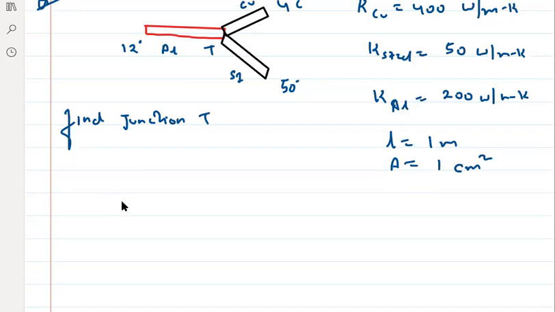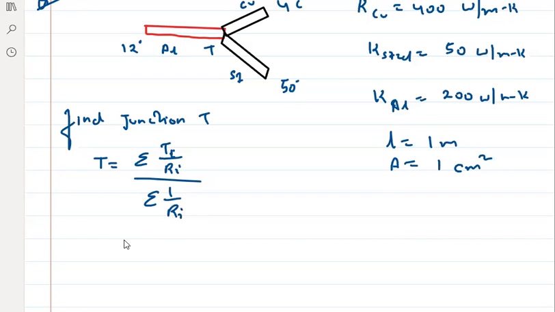Okay, let's see how to solve this. So when you talk about the first method, it's not the method, it's actually the way to solve. Just use the formula: T is equal to summation of Ti by Ri divided by summation of 1 by Ri.